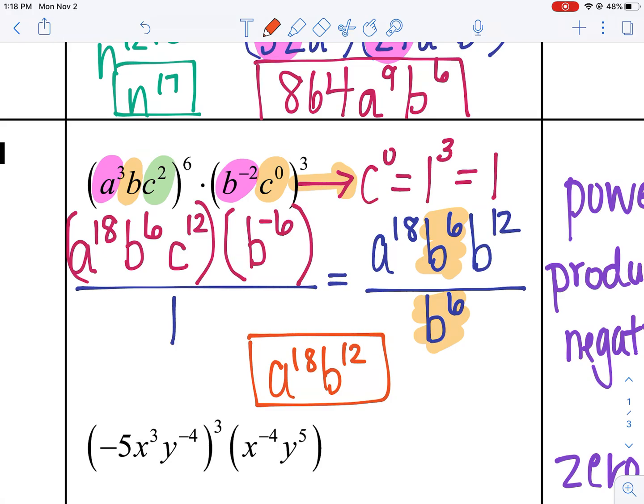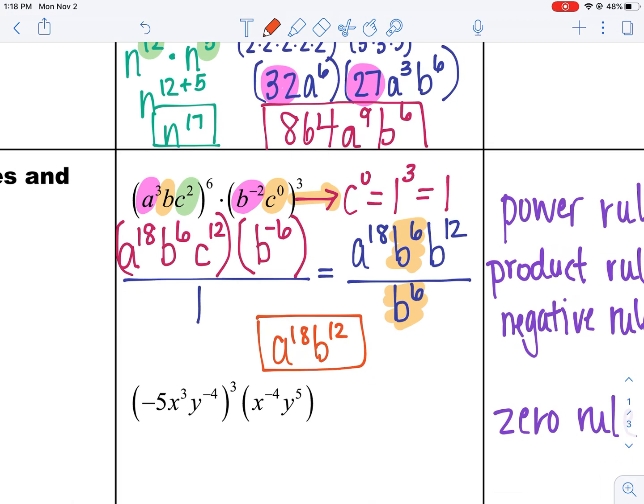That does not happen all the time. So if you have b to the 5th over b to the 6th, at this point you should be leaving it alone, but because these go down to 1, you can take them out.